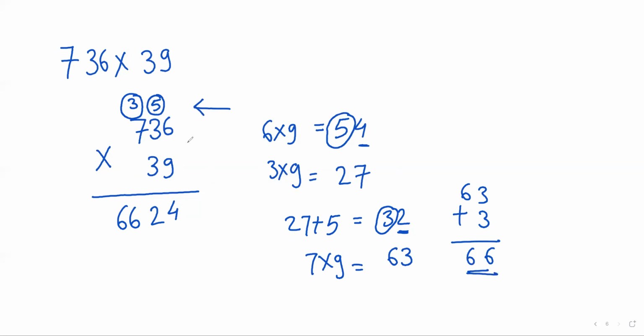Right, now in the second step what will we do? As you can see, we are multiplying a 3 digit number by a 2 digit number. Now we have multiplied by this 9 and we have got this number. Now we will multiply 736 by 3. So always take a 0 here first. Now multiply 6 by 3, like we multiplied this number by 9. Similarly, now you have to multiply the above number by 3.